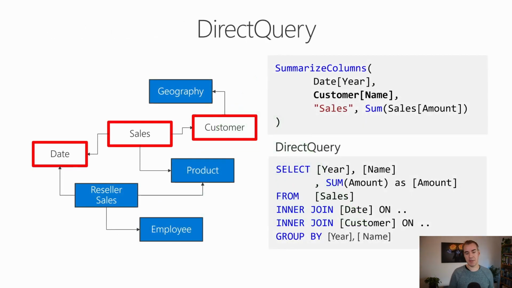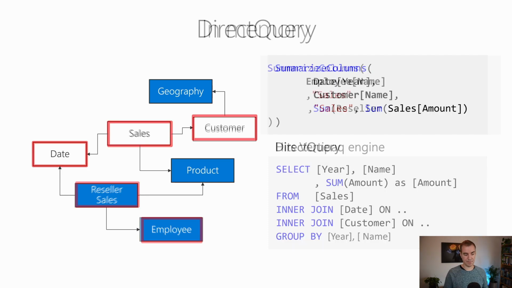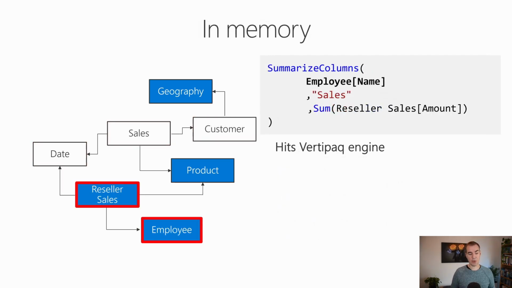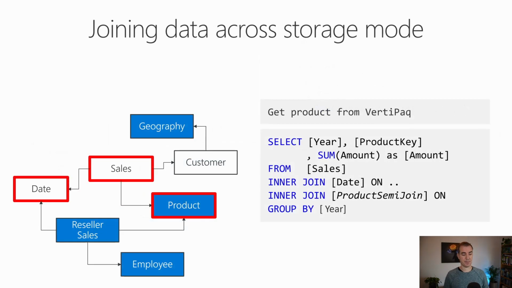So for example, again, let's look at a situation like this. The white ones are DirectQuery, the blue ones are import. And again, we do the same thing here. We look at year and customer name and sales amount. All of these are in DirectQuery mode, so we send a single DirectQuery query. Pretty straightforward. But now we look at reseller sales and employee. Well, both are blue, so nothing happens here. No queries are getting sent. It's just getting the data from VertiPaq directly.